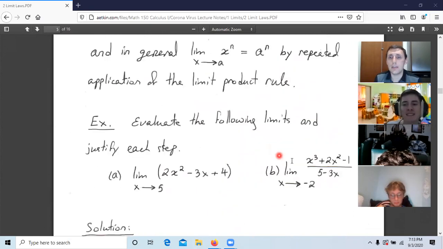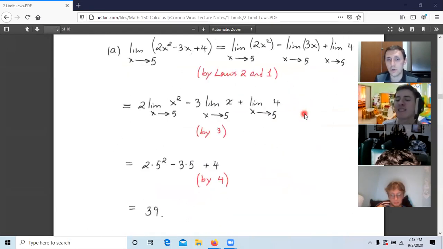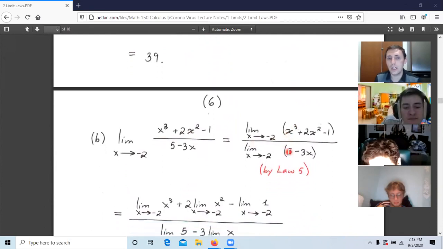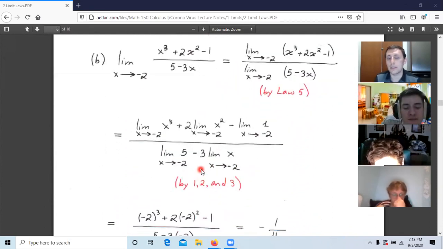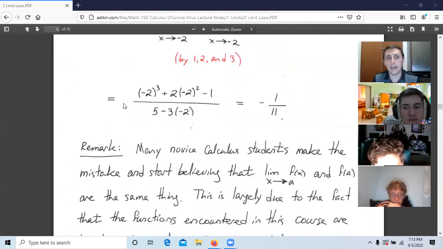And I can do the same thing for b. If x goes to -2 of this expression, the first law I will use is, of course, the quotient law, law 5. And then in the numerator and denominator, I break using the remaining laws. And the answer is -1/11. No problem there. Again, I cannot emphasize enough, this is coincidental: for a simple function, the limit does not yield new information, in other words, does not yield new results.